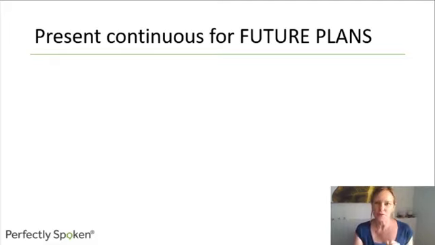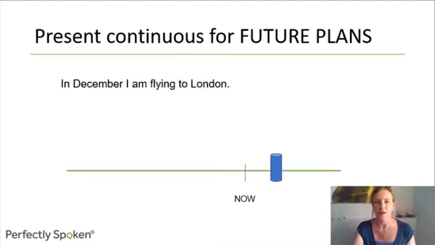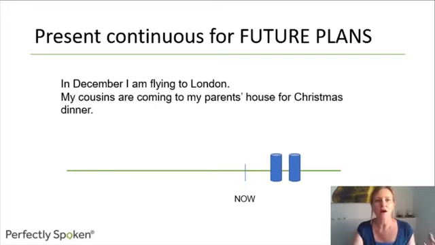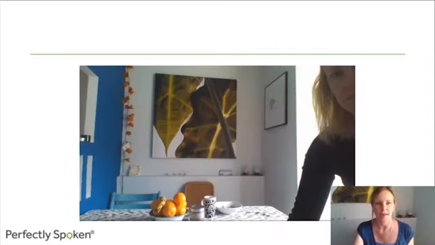Right. Now the other use, very quickly: do you remember present continuous we also use for future plans, when it's a definite plan. So for example, in December, I am flying to London. I have the tickets. I know the day. My cousins are coming to my parents' house for Christmas dinner. On the 26th, we are going to the theatre. So these are all examples of present continuous for future plans.